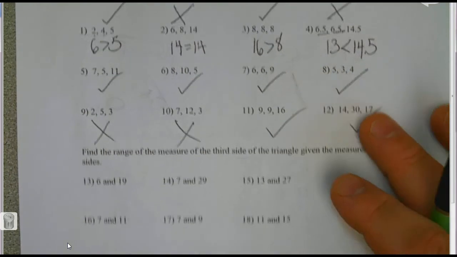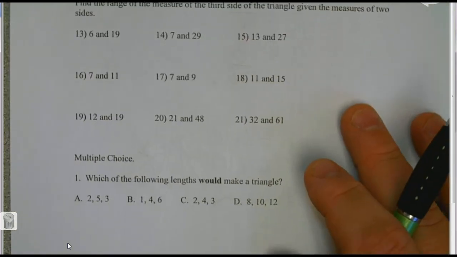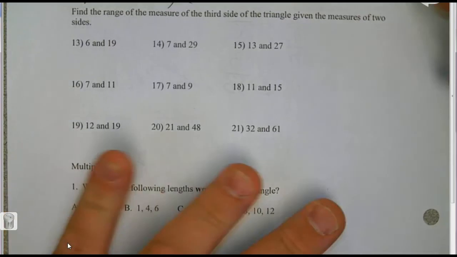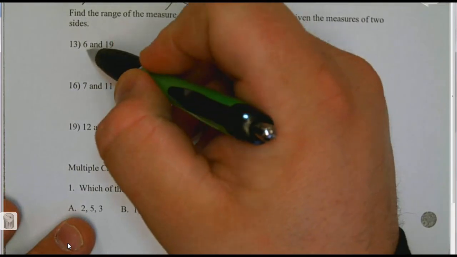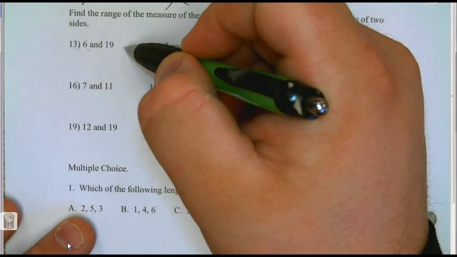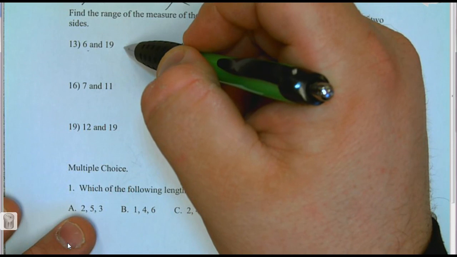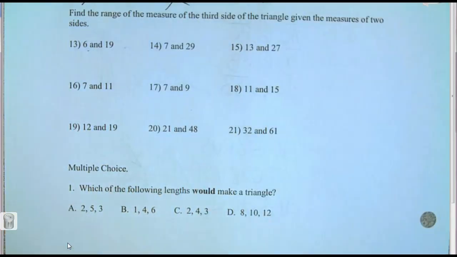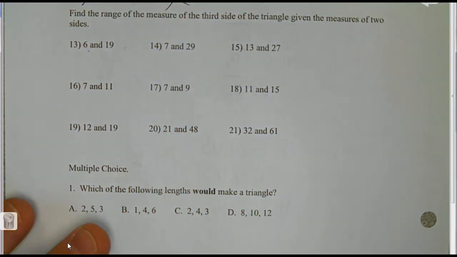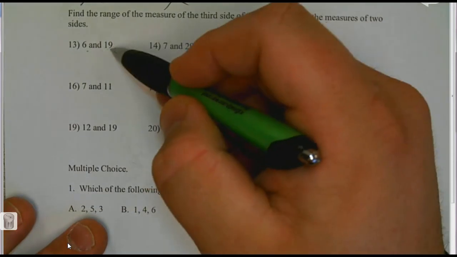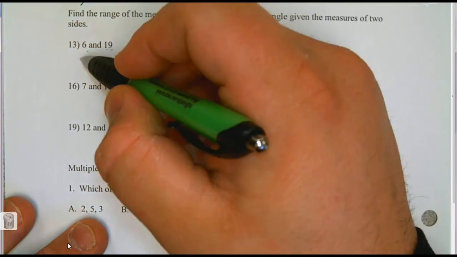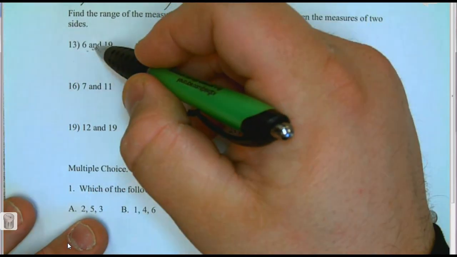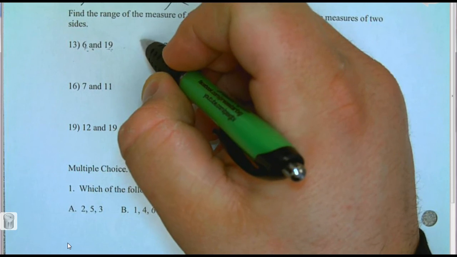You can also use this information to find the possibilities of a third side. So if, for example, numbers have to add up and be greater than the third one, what do I have to add to 6 to be greater than 19? Well, I would have to add 14, right? So 14 is the smallest number that I could have that would work. Well, what could I add to 19 to not be as great as possible? Well, 24 would keep 6 plus 19 greater than 24.